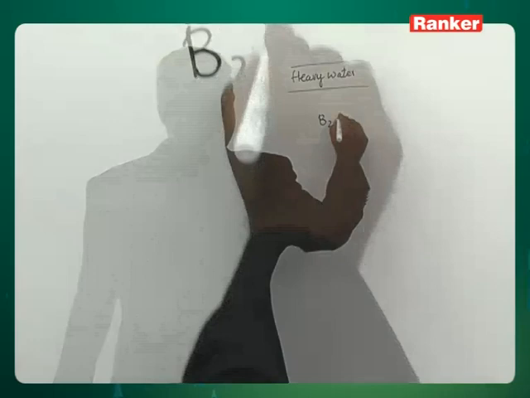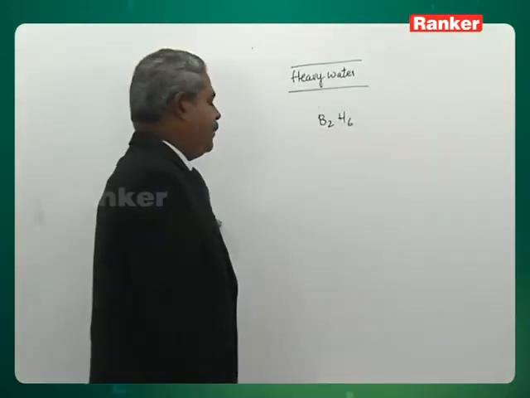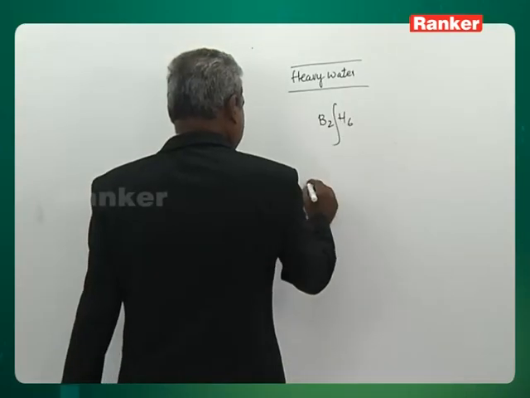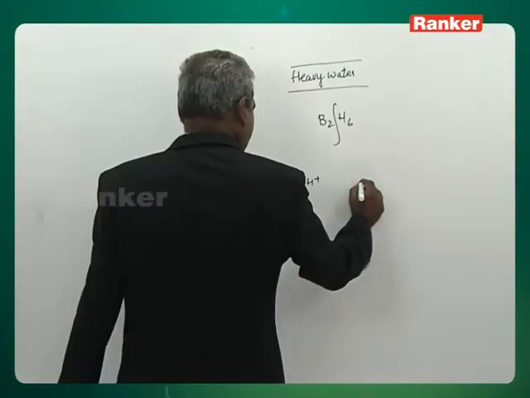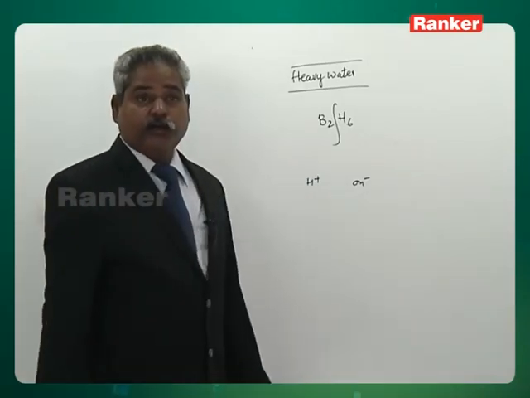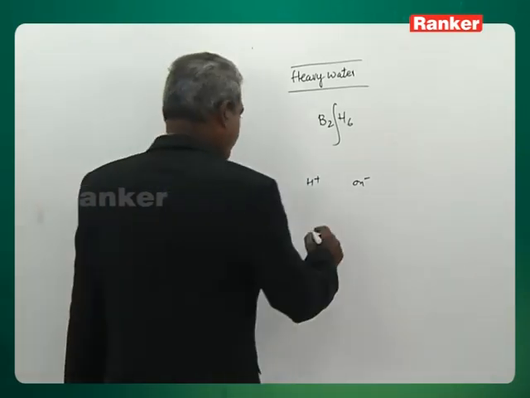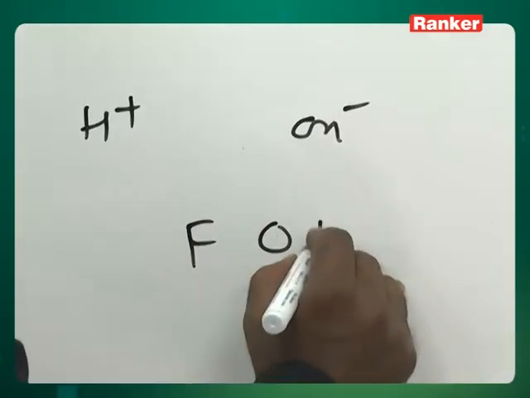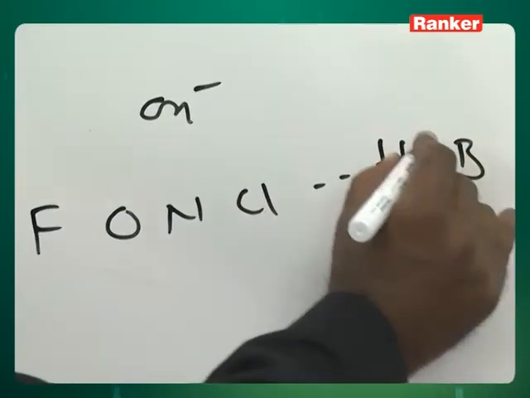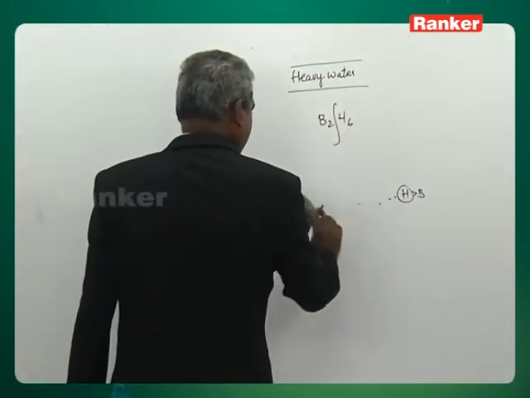B2H6. Hydrolyze that carefully. Break the bond. H plus on one side, OH minus on the other. Where will H plus go? H plus, I said, will go to whoever is more electronegative. And what do you remember about electronegative order? FONCl, hydrogen greater than boron. Hydrogen is more electronegative than boron.